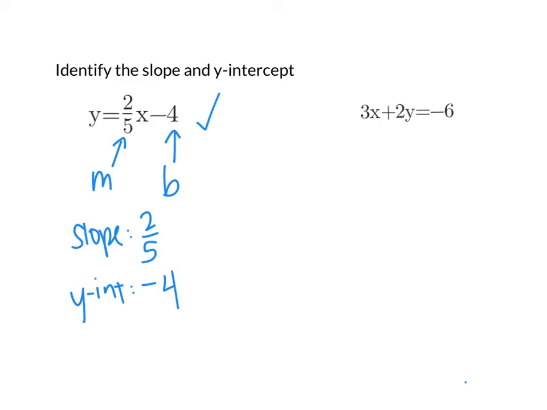This next one, 3x plus 2y equals -6. This is not in slope-intercept form. It's not solved for y. It's not y equals mx plus b. This is in standard form. So what I need to do is actually convert this to slope-intercept form in order to identify my slope and y-intercept. So we're going to be going over in the next page how to convert between the forms.